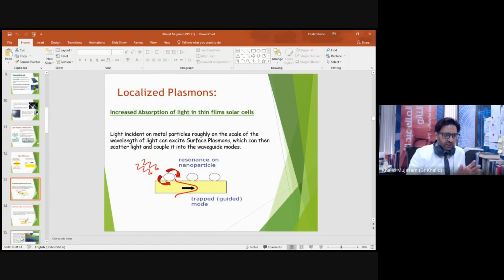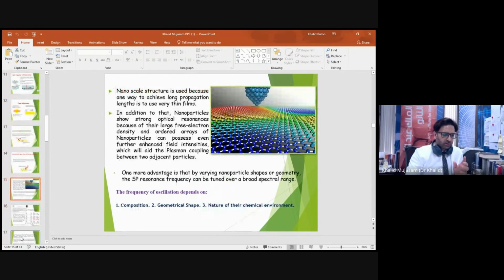You can see how surface plasmons work: light is incident on metal particles roughly on the scale of the wavelength of light. They excite the surface plasmon, which can then scatter light and couple it into the waveguide modes. This way, we have more and more surface plasmon activity on the surface, and the energy can be more and more absorbed. So let me go into nanostructure materials and how this propagation of light is going to help.